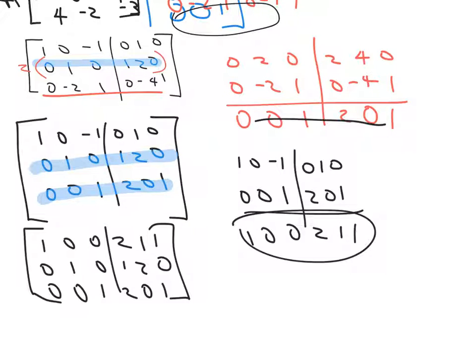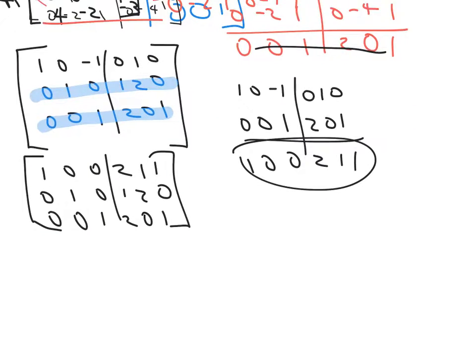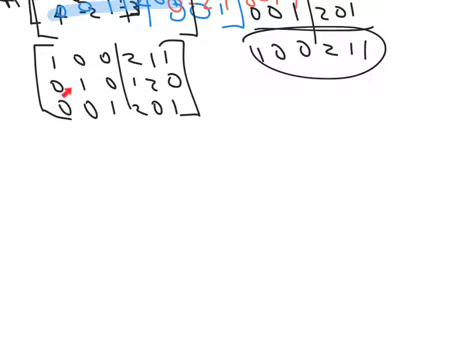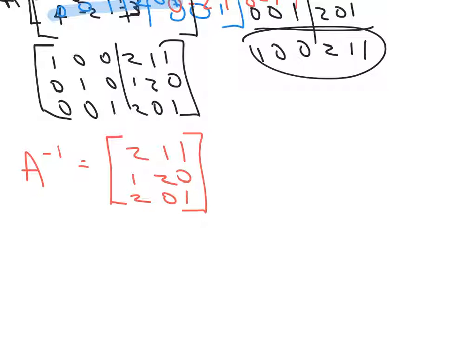And at this point I have completed, because I have my identity matrix over here, and I have my new stuff over here. So as far as an answer goes, you would write A to the negative 1 equals that for an answer. Okay, so that would be the inverse of A.